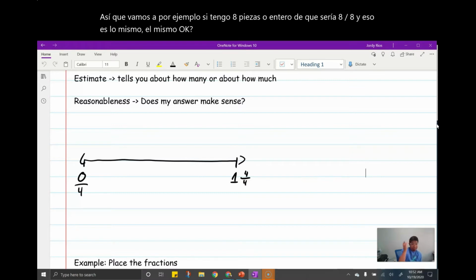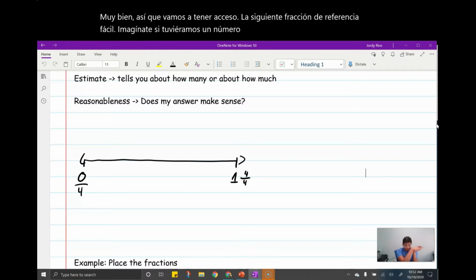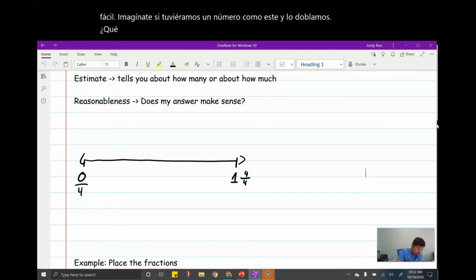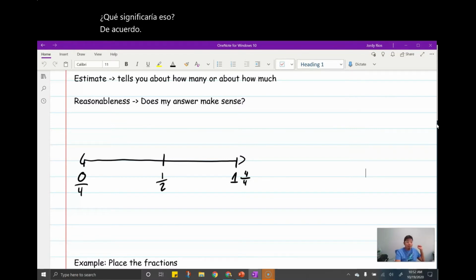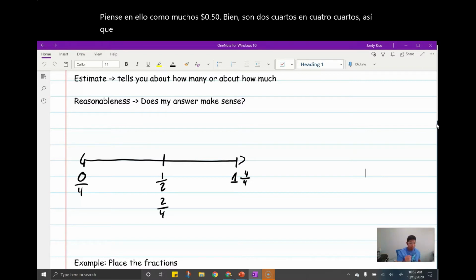Alright, so let's get back to this. The next easy benchmark fraction, imagine if we had a number line like this and we folded it in half, what would that be? 1/2. Now remember the equivalent fraction of a half, think of it like money, 50 cents, that's 2/4, 2 out of 4. Same thing, alright? Now let's fill in the rest.